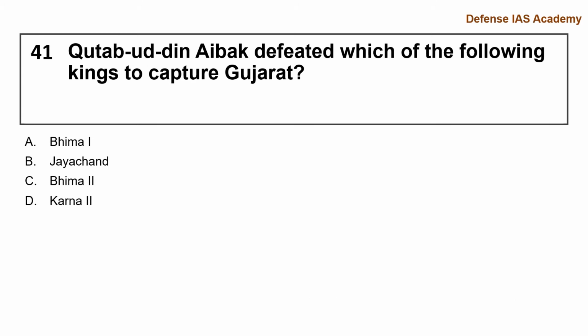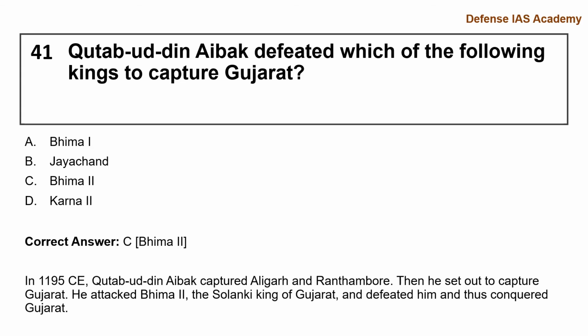Question 41. Qutb-ud-Din Aibak defeated which of the following kings to capture Gujarat? The correct answer is option C, Bhima II. In 1195 CE, Qutb-ud-Din Aibak captured Aligarh and Ranthambore. Then he set out to capture Gujarat. He attacked Bhima II, the Solanki king of Gujarat, and defeated him and thus conquered Gujarat.